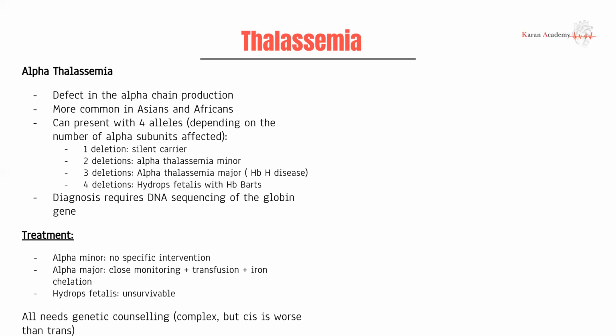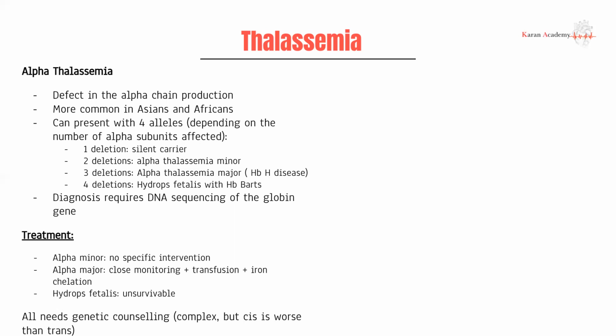And so when it comes to diagnosing this, you need DNA sequencing of the globin gene to make a conclusive diagnosis. We'll talk about that when I go over to beta thalassemia as well. In terms of treatments, as I mentioned, if you don't have any symptoms or if you're a carrier or minor, you don't need any interventions. However, if you have alpha major, close monitoring and iron and blood transfusions.